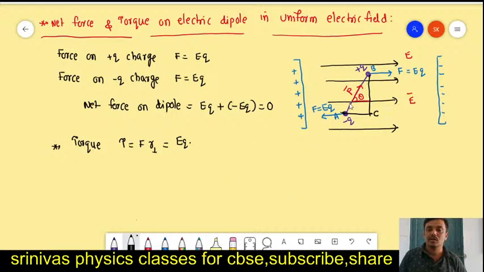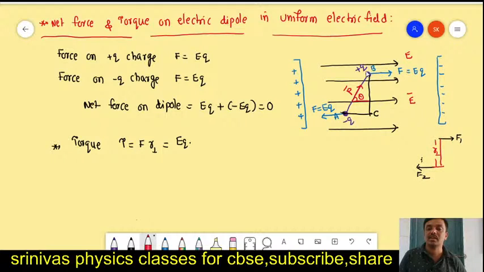And then what happens here? Equal and opposite forces: one force is this side, one force is this side. If you want to know the perpendicular distance, this is the perpendicular distance. For example, this is F1 and this is F2. Two forces are acting. The perpendicular distance between them is this.